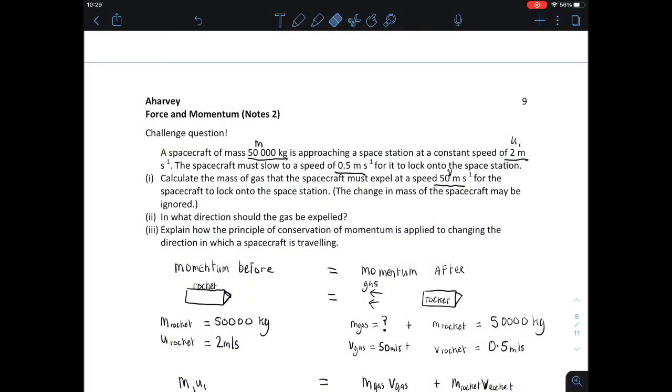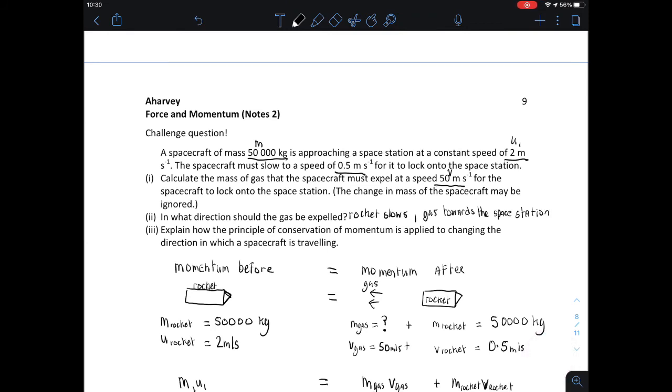Okay, part 2 asks us in what direction should the gas be expelled. So let's think about this. The rocket is slowing down, so that means that the rocket needs to have less momentum than it did before. So that means the momentum, the size of the arrow of the rocket, needs to be smaller. So the gas needs to be expelled towards the space station or forward.